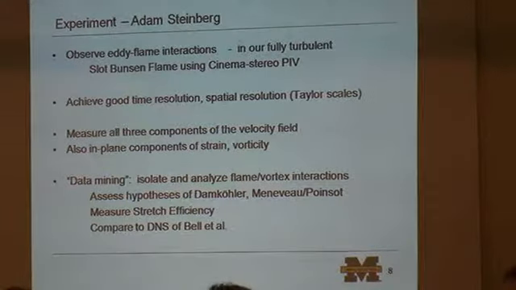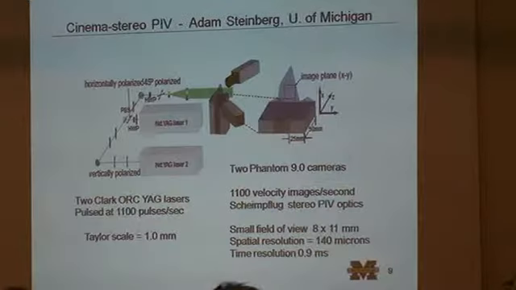Do you use laser Doppler? No, this is PIV. PIV, particle image velocimetry. What kind of particles do you use in this? These are aluminum oxide particles. Very small, 1 micron aluminum oxide particles. What size are these particles? About 1 micron. The velocity is not very high here. It's only 1 to 3 meters per second, so the particles don't have to be too small.